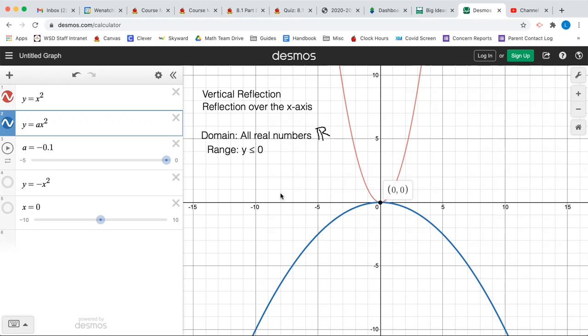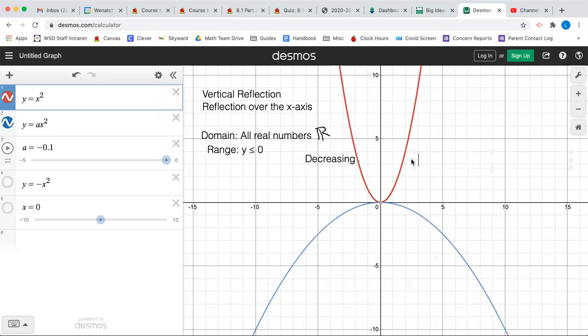Now, the other important thing that has changed relates to our increasing, decreasing. So if we were looking at our parent function, on the left side over here, we have 10 up here. And as we approach our vertex, we're going down. So that's the decreasing portion. So the left side is decreasing. But then once we hit our vertex, we start going up, our y values start getting bigger. And this is our increasing portion. So previously what we had was decreasing and increasing.